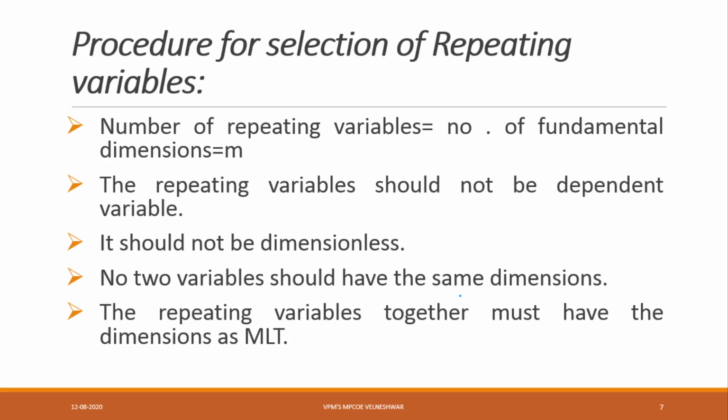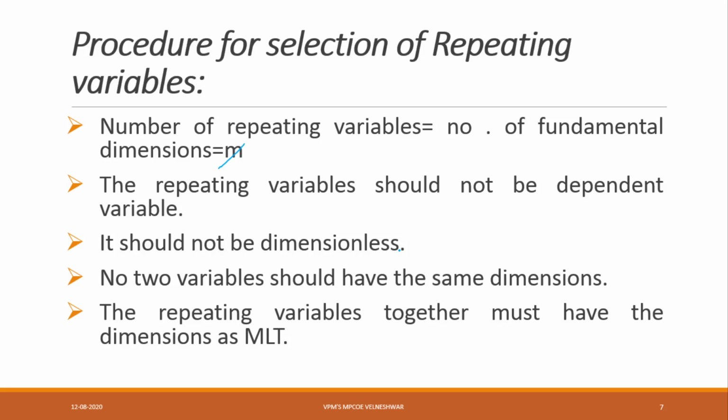Now, the procedure for selection of repeating variables. How do we do it? First of all, write the number of repeating variables, how many there are, which is equal to the number of fundamental dimensions, m. Write the n value and the m value separately. The repeating variable should not depend upon the dependent variable. A dependent variable means, for suppose, force depends upon time, like that.